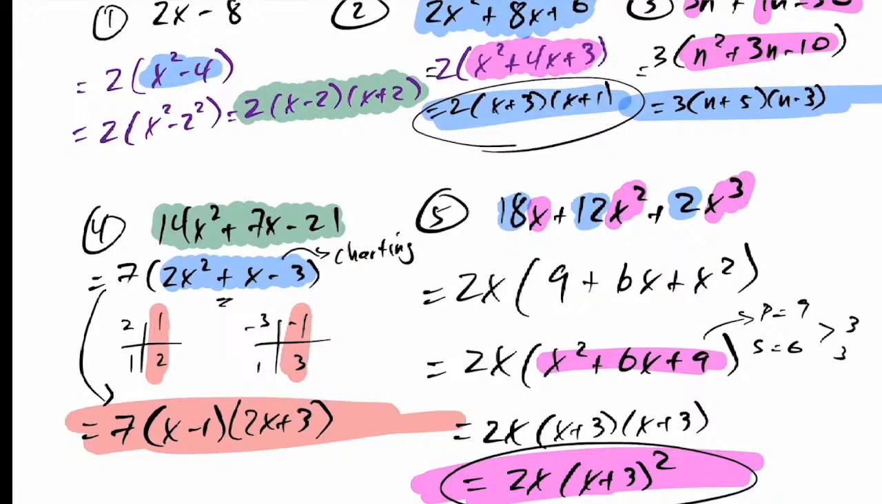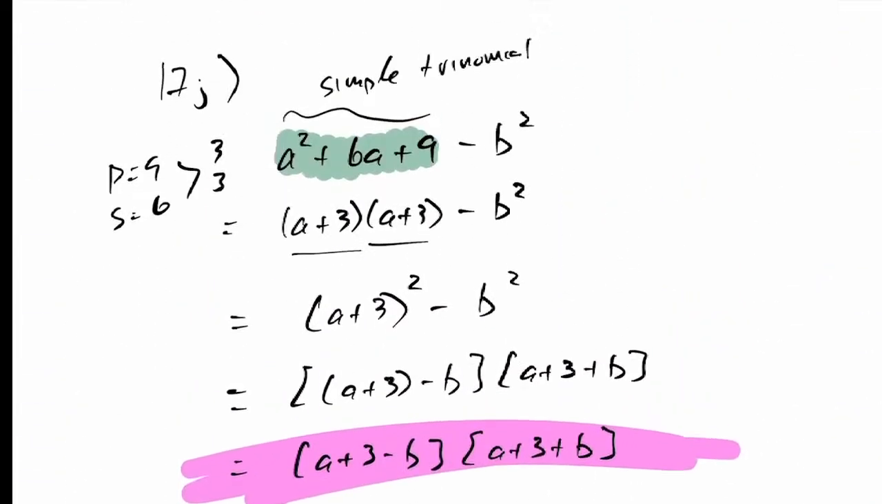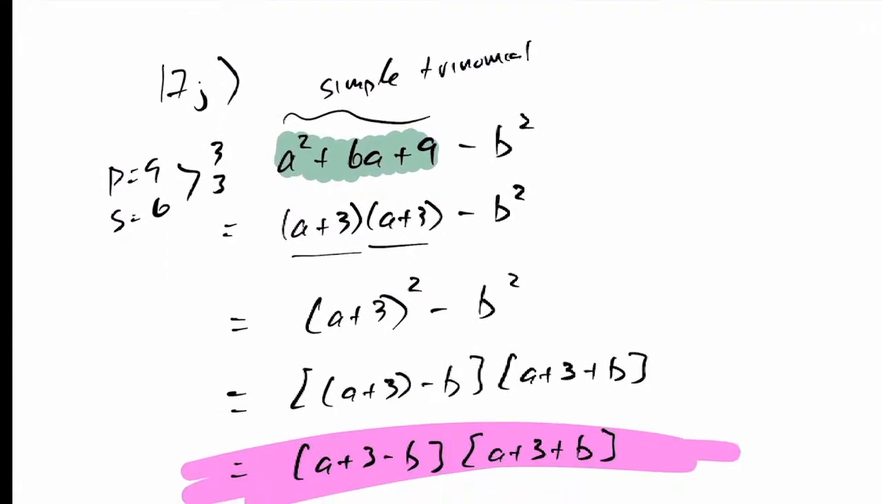Okay, so there's another. 17J is right here. I'll check it out in a second, Kerman. There's 17J. I actually didn't assign 17J. Okay.